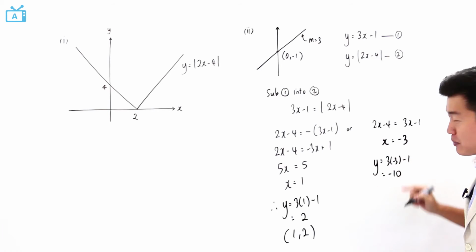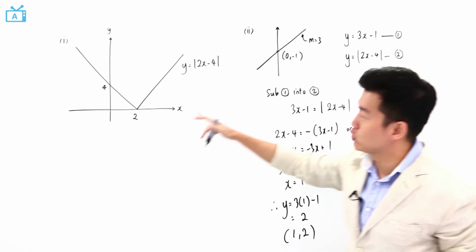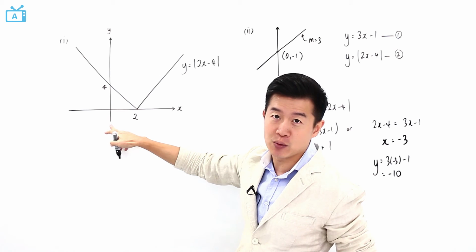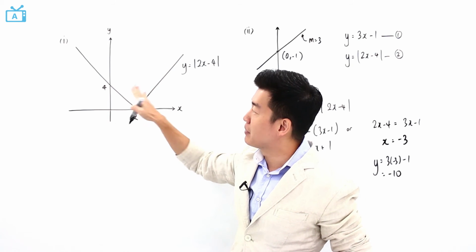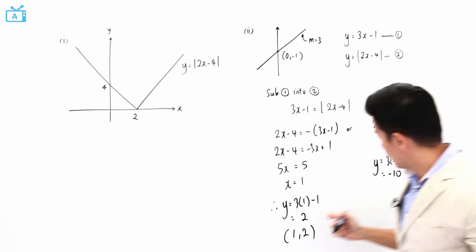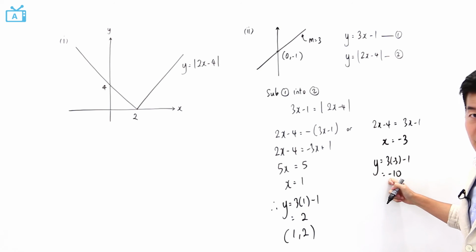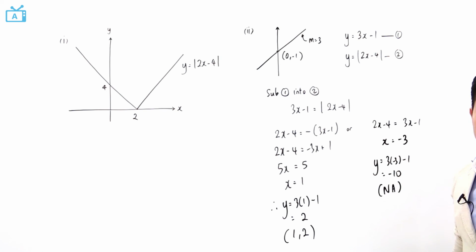And you know what? This -10 is not possible, because just imagine if I have a line that passes through the point (0, -1), probably somewhere over here, and it has a positive gradient, that means the intersection must always be one that has a y coordinate that is positive. So what I have here is a y coordinate of a point of intersection that is negative. That is why this part of the solution is going to be not possible.